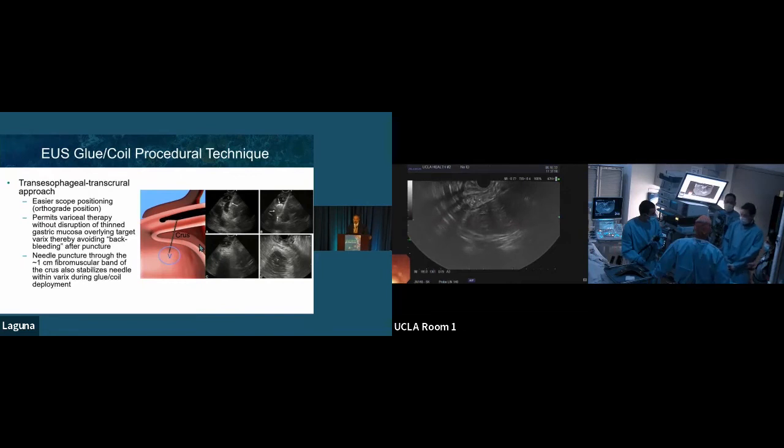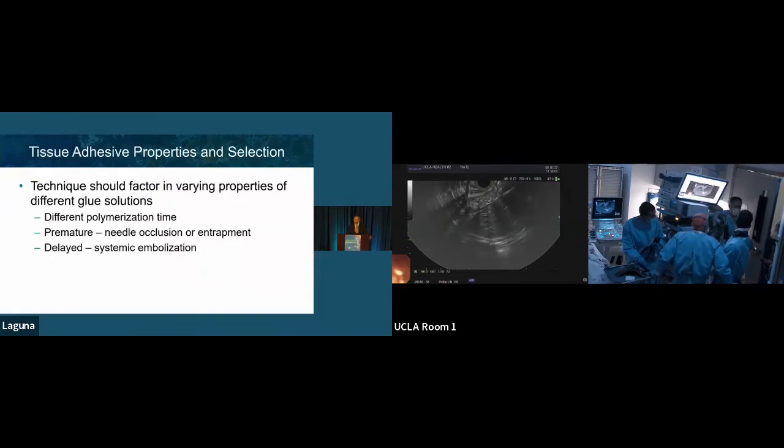So if you're trying to do this elegantly, ideally when we do this, you can have essentially a bloodless procedure. So you can inject the varices with a coil and glue, and see no blood in the lumen when we approach it this way.